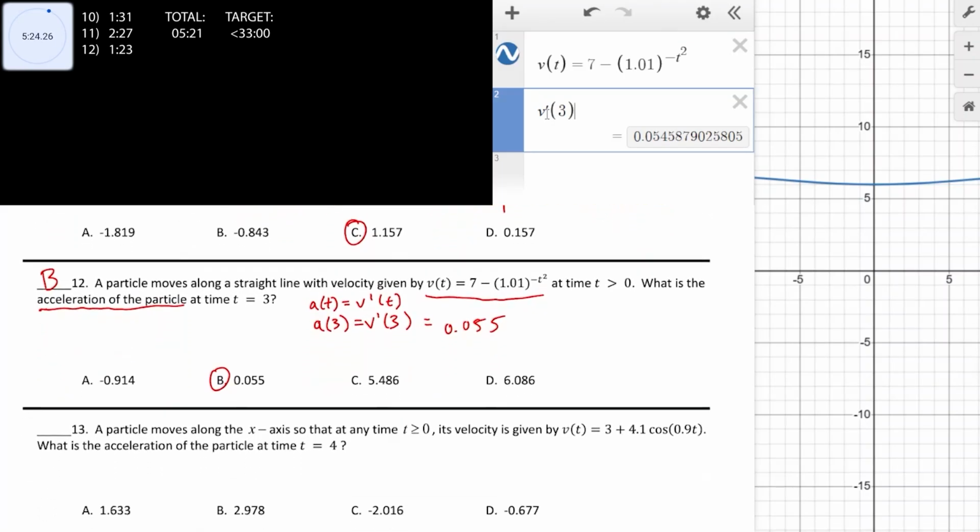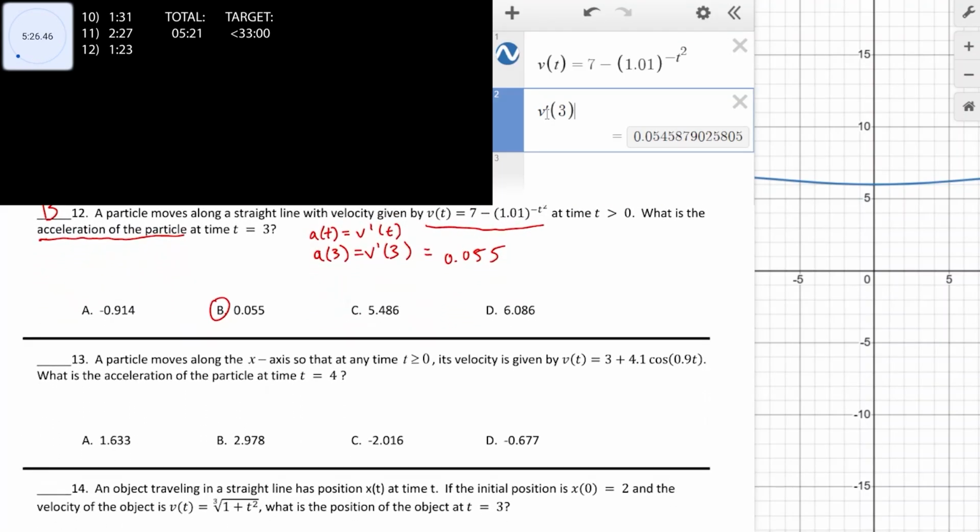Number 13 says a particle moves along the x-axis so that any time where t is positive or 0, its velocity is given by this function here. Again, we're probably going to have to type that into Desmos. We'll come back to that. What is the acceleration of the particle at t equals 4? This is basically the exact same problem that we had in number 12.